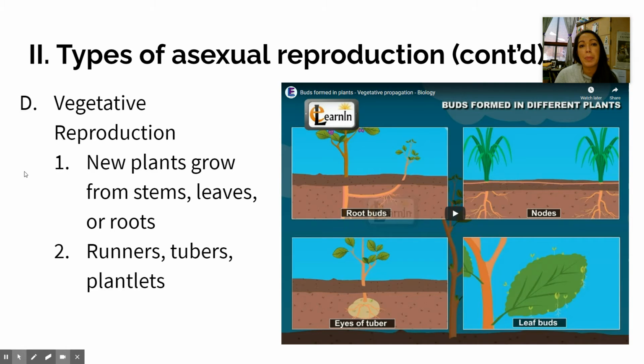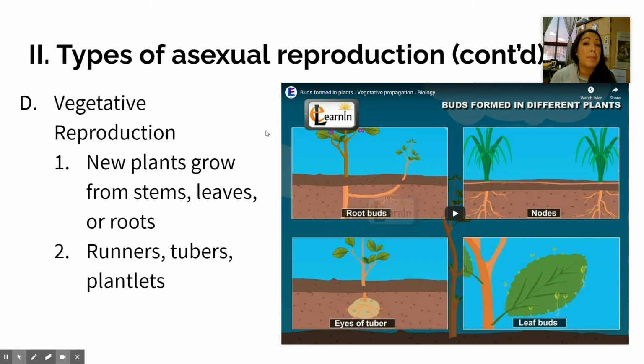You can see this happening in a lot of plants. This is where a new plant will grow from a cutting of the plant, or from part of the stems or leaves or roots. Strawberry plants are really commonly talked about in this type of reproduction. When we talk about runners, a runner is just this top left picture here where it shows this root bud in that video. That is an example of a runner. That's how a lot of strawberry plants can reproduce.